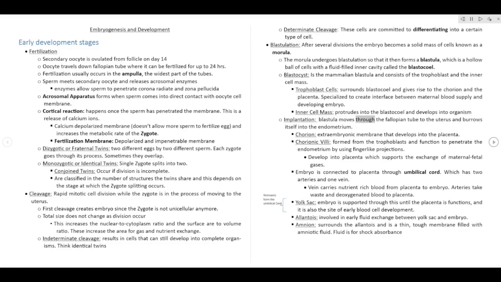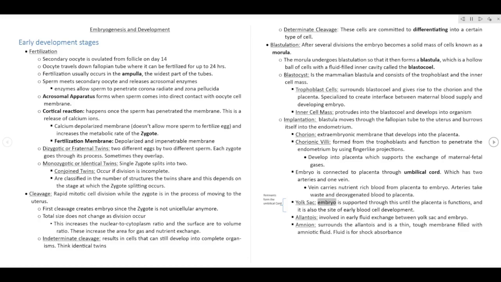Implantation. The blastula moves through the fallopian tube to the uterus and burrows itself into the endometrium. The chorion is an extraembryonic membrane that develops into the placenta. Chorionic villi are formed from the trophoblasts and function to penetrate the endometrium using finger-like projections. They develop into the placenta, which supports the exchange of maternal-fetal gases. The embryo is connected to the placenta through the umbilical cord, which has two arteries and one vein. The vein carries nutrient-rich blood from the placenta to the embryo. The arteries take waste and deoxygenated blood to the placenta.